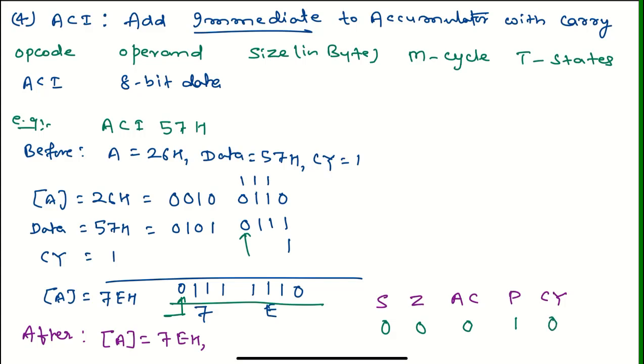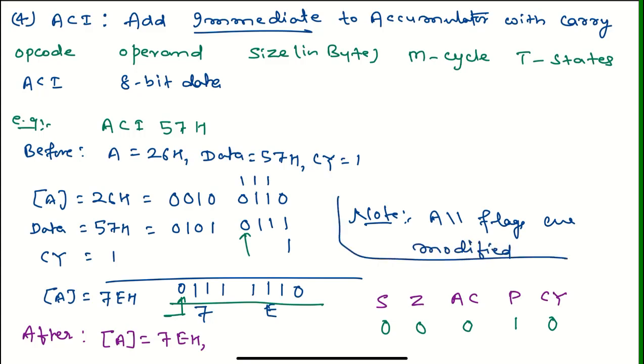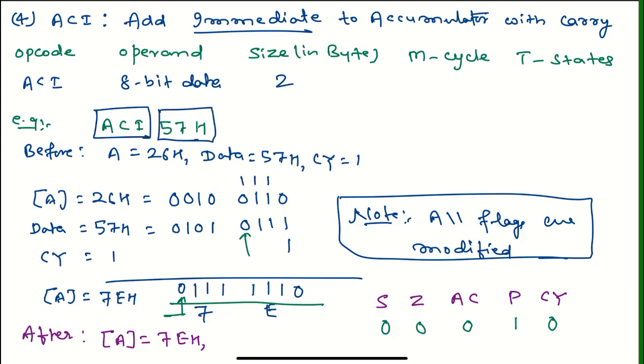So what we can write here? In the note we can write it here that as a result of this instruction execution, all flags are modified as per the result obtained after performing this addition operation. So it is very similar to the earlier instruction whatever we had seen as ADI. So here the size will be again same as 2 bytes, because this 1 byte will be this opcode and another byte will be this 8 bit of data.